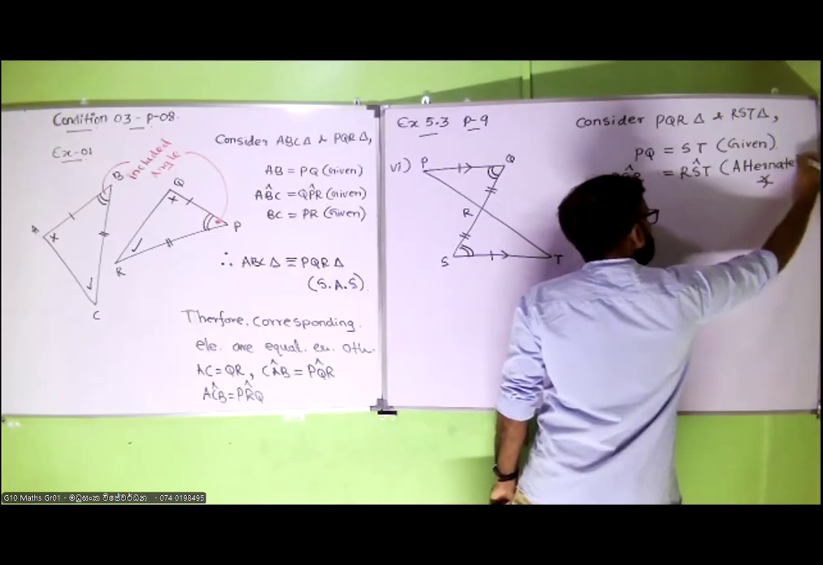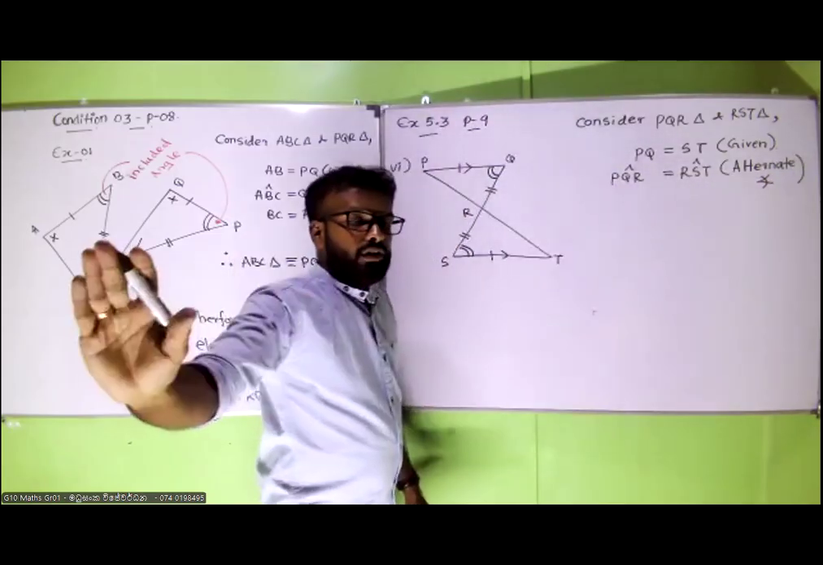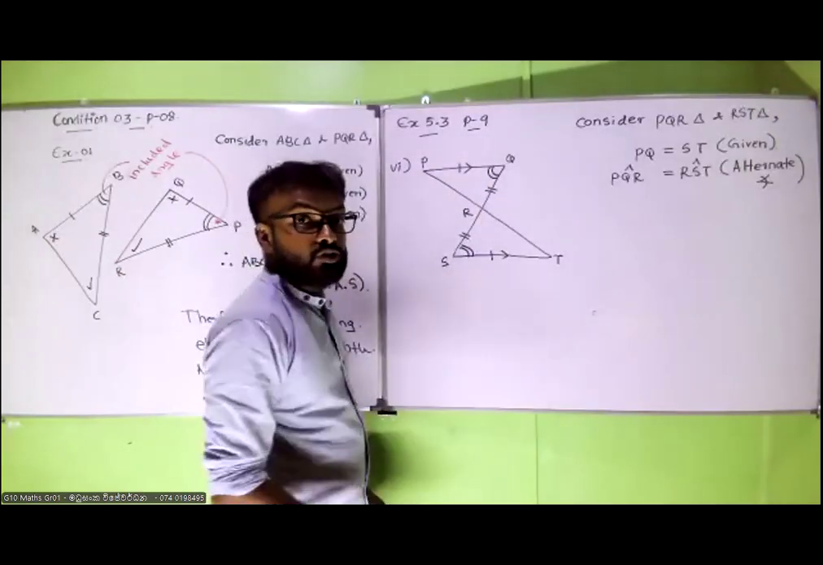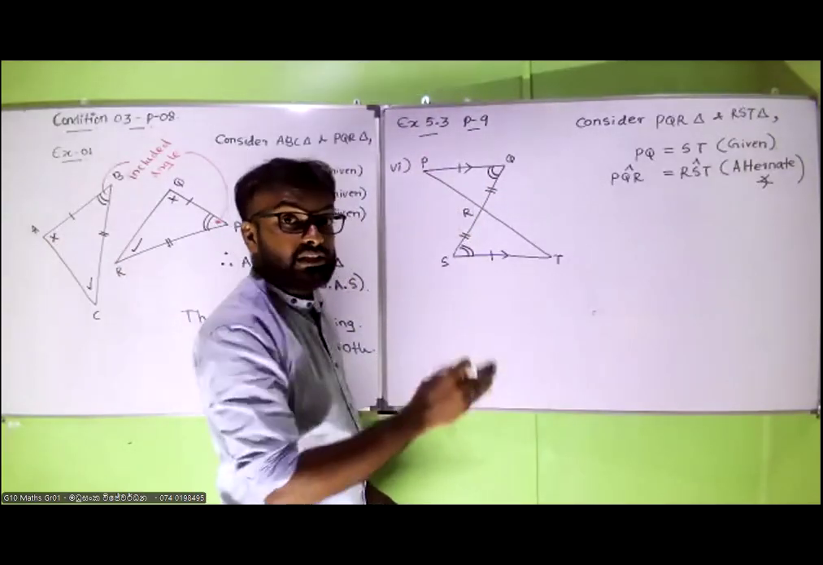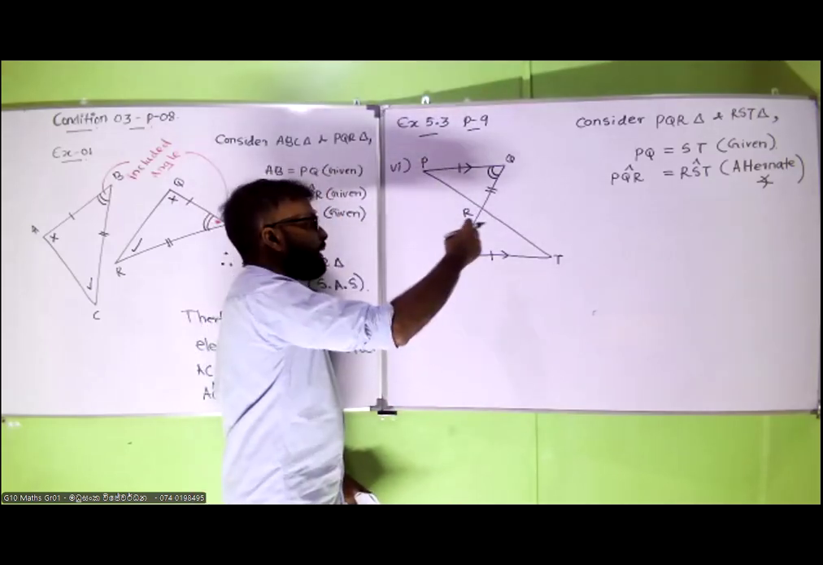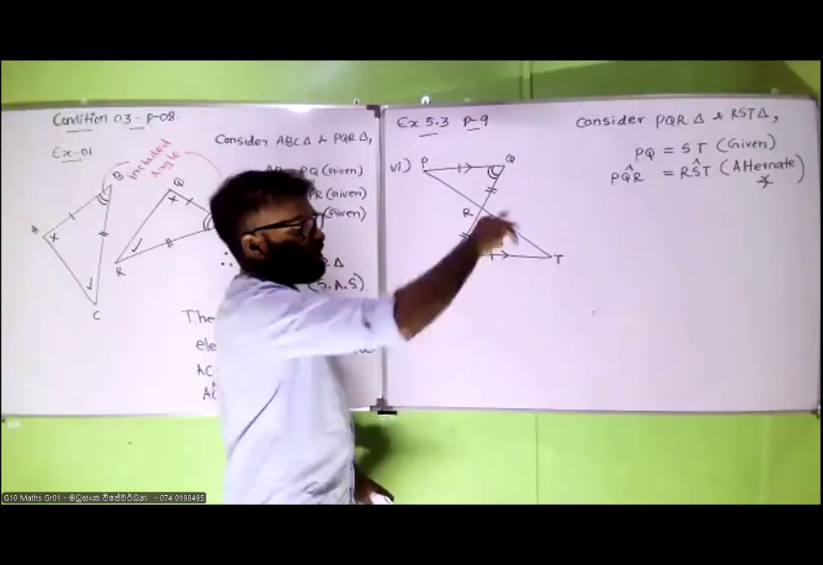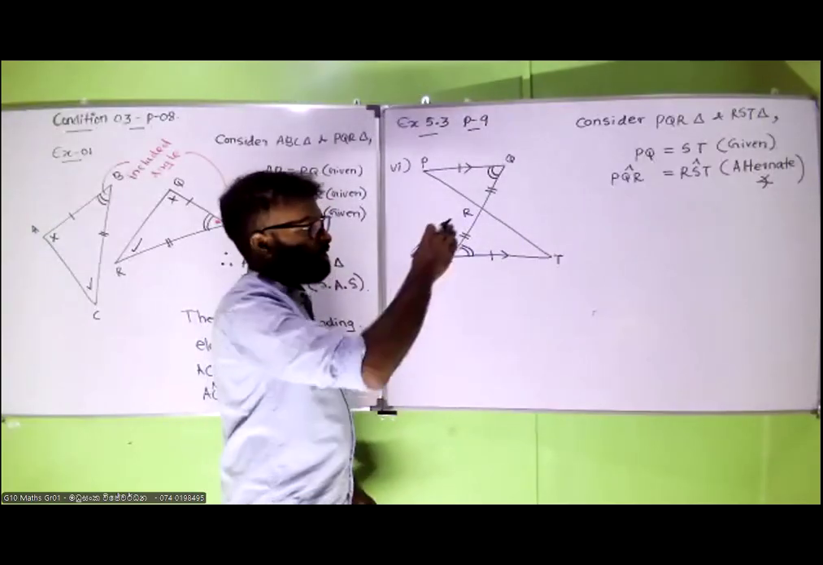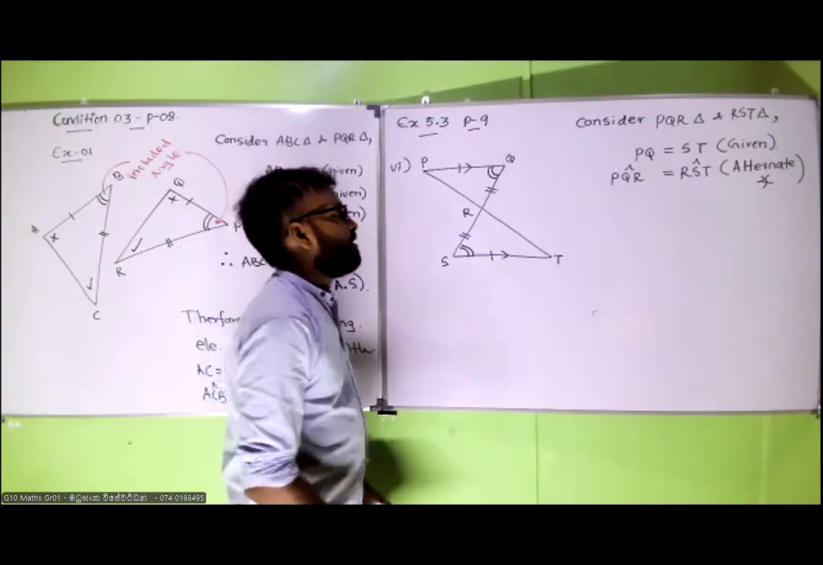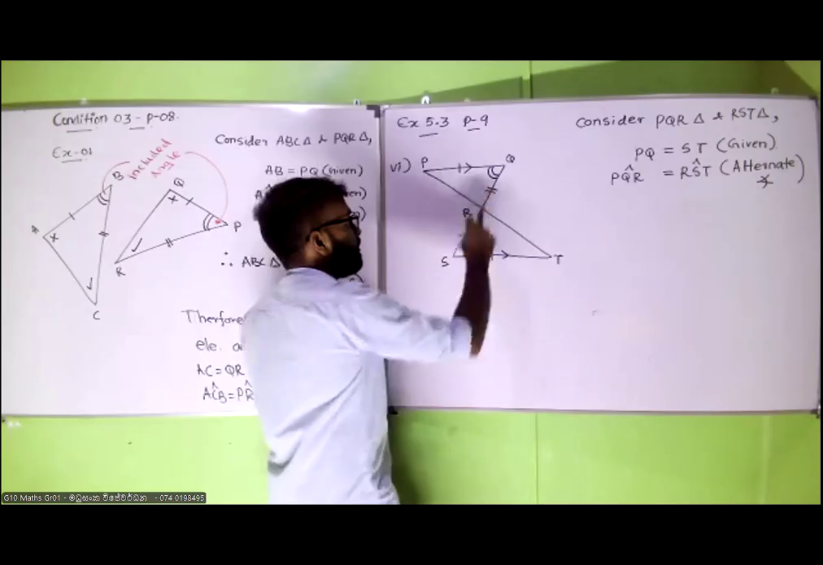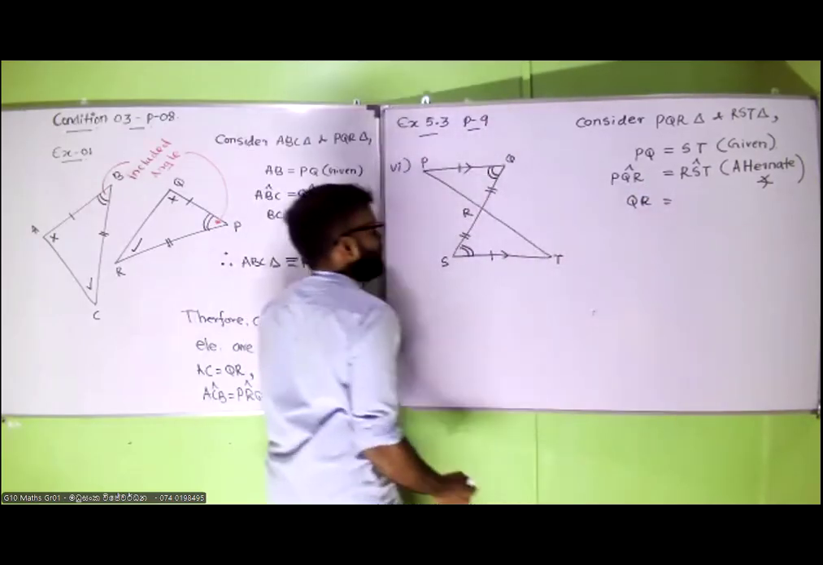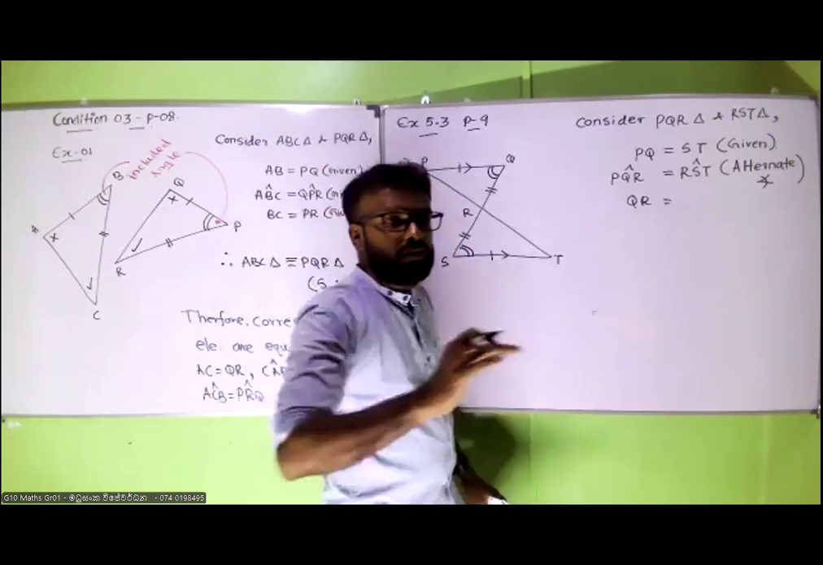Alternate angles. They haven't given that. We found alternate angles. So the reason should be alternate angles, or else you can write PQ parallel to ST as well. And then alternate angles. Right. So what is the other side? QR equals RS. Done.